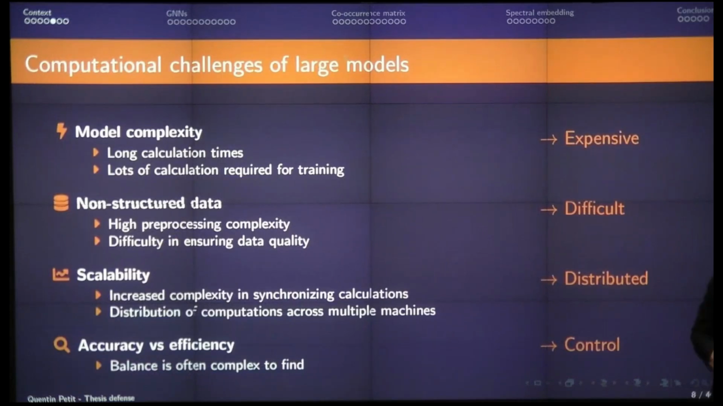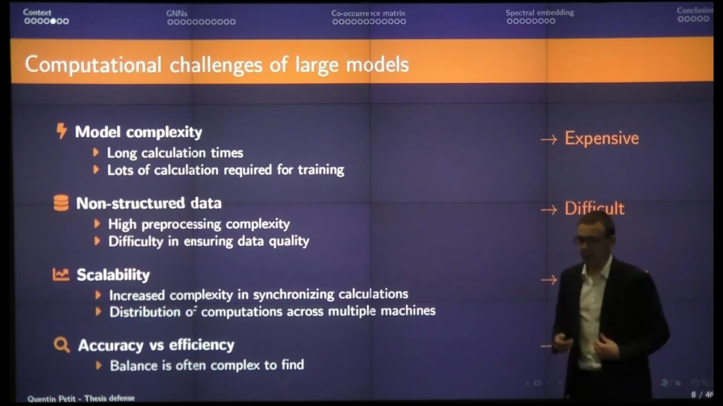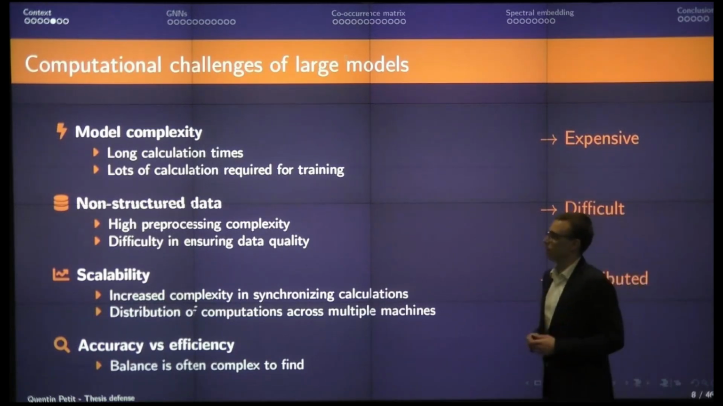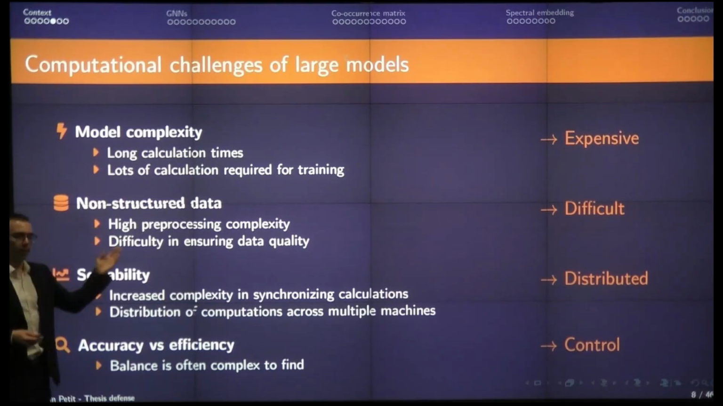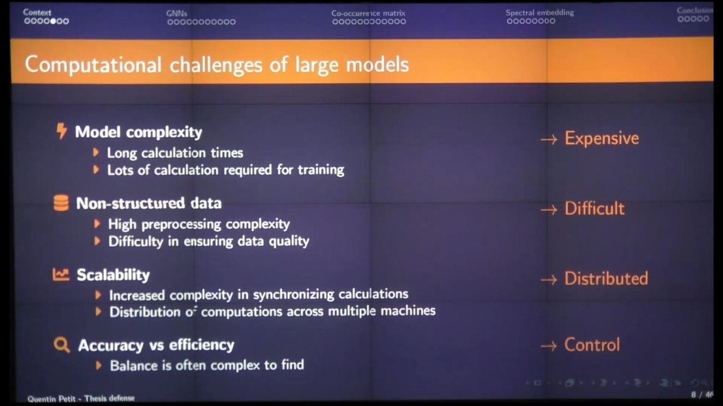So large language models create different challenges. The first one is, of course, the model complexity, because when the size of the model becomes very important, you need a lot of computation power to train this model, to tune the model so that it will be able to make predictions. We also have some challenges around data, because sometimes we need to deal with specific types of data structure or non-structured data. And this adds one new step of complexity. And sometimes it's quite difficult to ensure a good data quality.